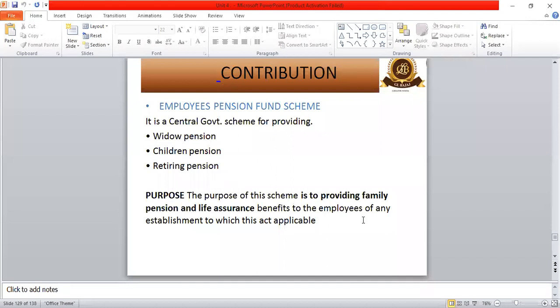The purpose of this scheme is to provide family pension and life assurance benefits to the employees of any establishment to which the Act applies. So this is what we discussed today regarding the introduction of the Employee Provident Fund. In the next session, I'll be discussing some more introductory terms about the Employee Provident Fund, and I'll be continuing with the calculation part. How do we calculate the Employee Provident Fund?